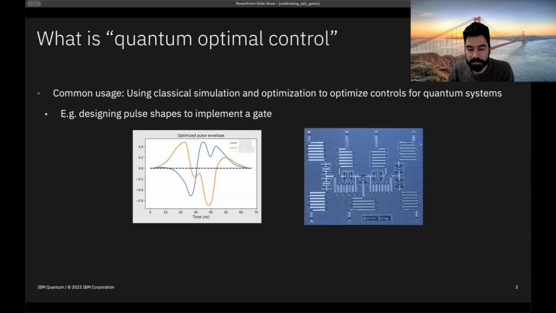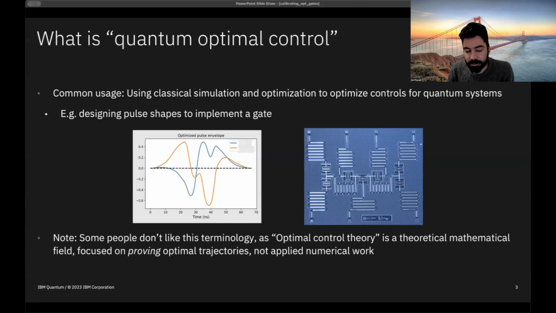I'm not a device physicist, so I have a very simple description of these things. Here's a picture of an old IBM device with qubits on it, and we send these signals down and they interact with the qubits and generate evolution. And that's how we implement the gates.